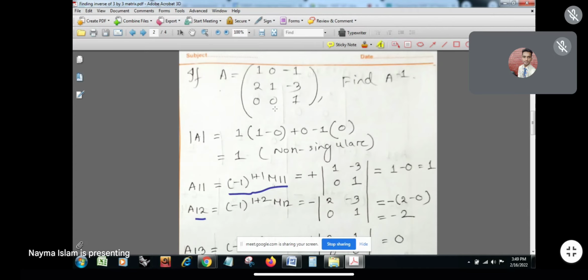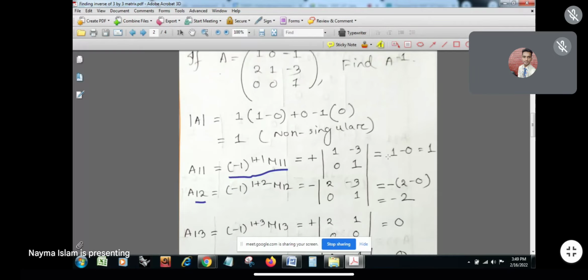So what is the remaining matrix? 2, minus 3, 0, 1. After that, find the determinant. 2 into 1 minus 0. And before that there is a minus, so it will be minus 2. All right?